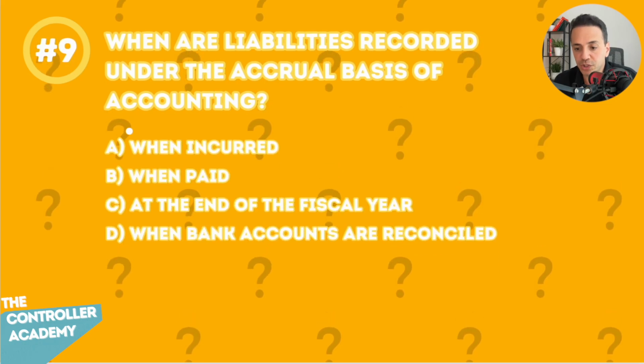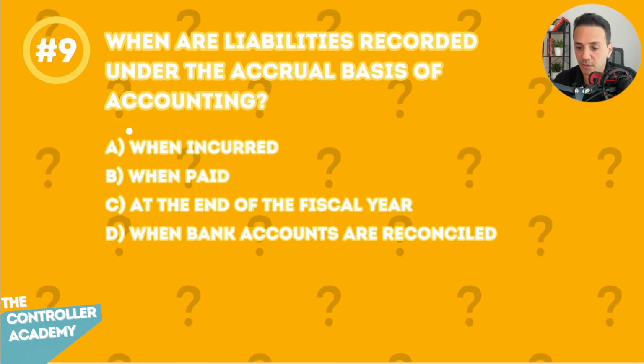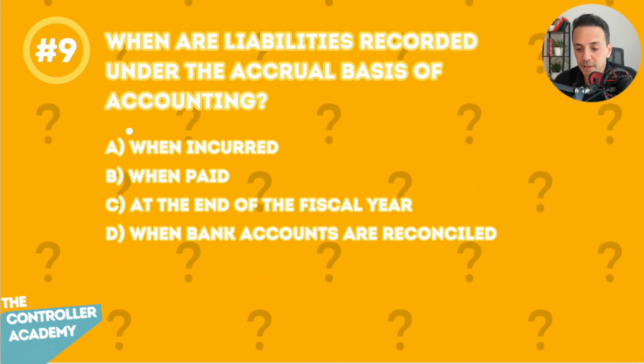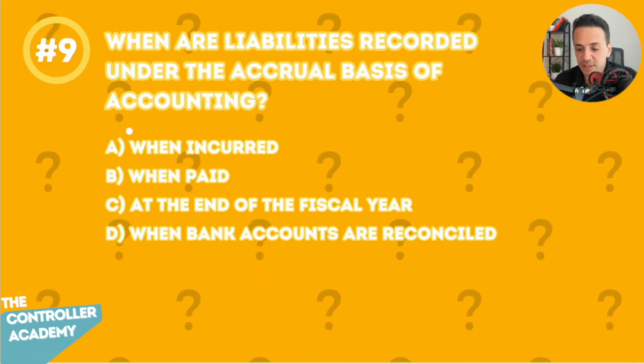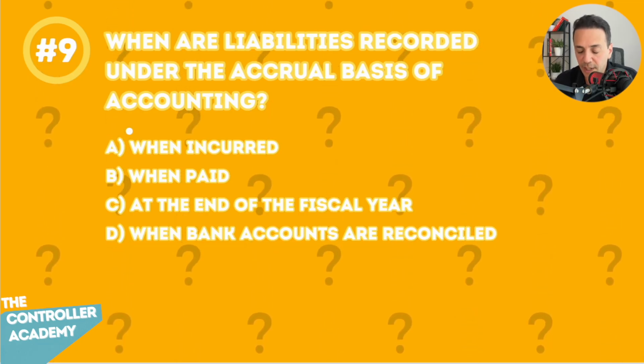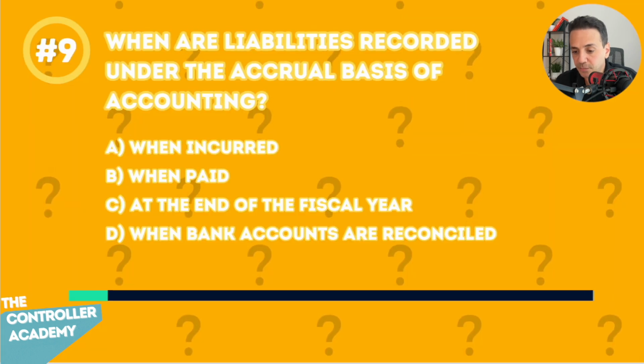All right, question 9. When are liabilities recorded under the accrual basis of accounting? A, when incurred. B, when paid. C, at the end of the fiscal year. And D, when bank accounts are being reconciled. All right, let's go ahead and start a 10-second timer.